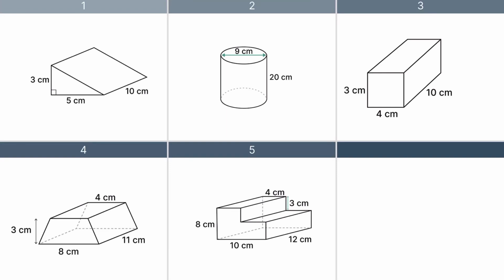Volume of prisms is what we're looking at in this video. It's split into 5 parts. We're first going to start off by looking at finding the volume of a triangular based prism, then a cylinder, and then looking at a cuboid, and then a trapezoidal prism, and then L shapes like this one here.